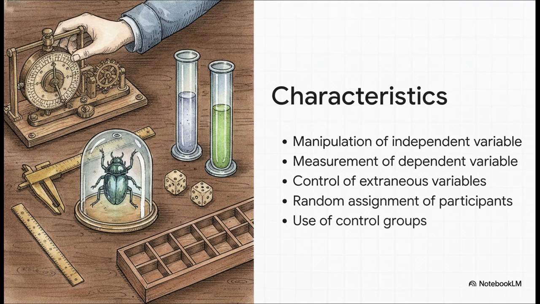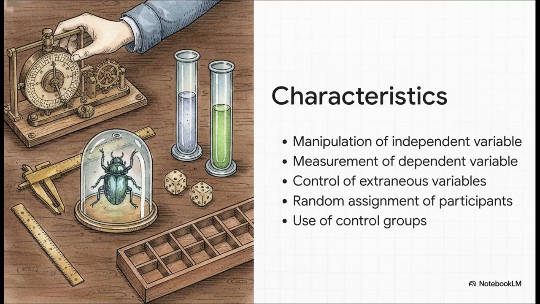To pull off this kind of sting operation, you need what we can almost consider the holy trinity of experimental design, plus a couple of other really vital additions. First up, we have the manipulation of the independent variable. This means you are actively doing something to the subjects. Second, the measurement of the dependent variable. You need to see exactly what changed after you did that thing.